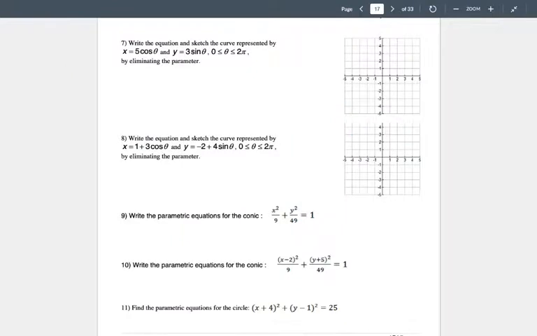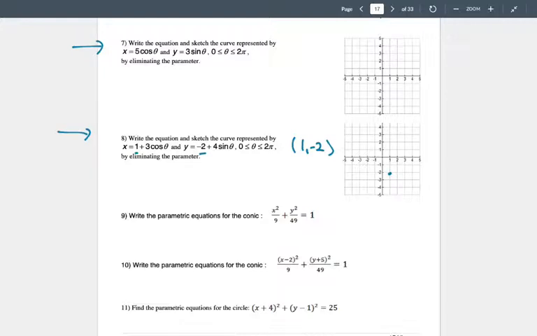Okay, on the next one, if you notice the difference between number 7 and number 8, number 8 now has a number that's being added to and subtracted from the cosine and the sine, which means that your center has changed. So now I know my center is at 1, negative 2. When we did the conics last unit, we were talking about how you always use the opposite sign for your center, but when you're in parametric equations, it is the center. So my center is going to be at 1, negative 2.